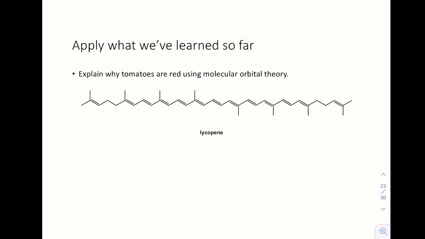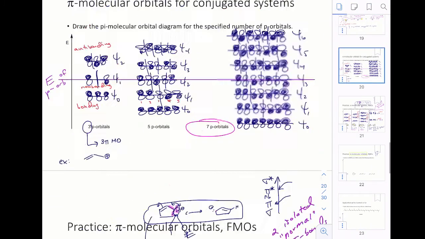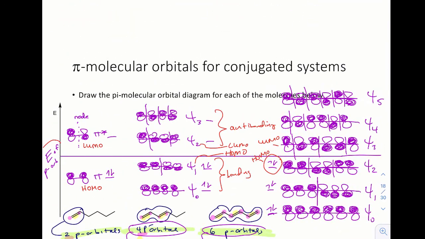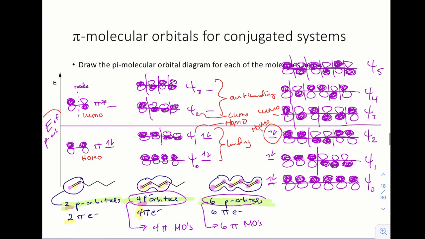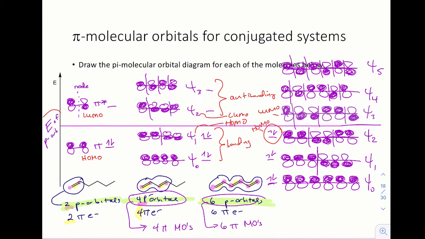All right, let's circle back. Let's apply what we've learned so far. Can we now explain why tomatoes are red using molecular orbital theory? Well, maybe not. Let's take a look at some systems that we've previously analyzed in this lesson. As the number of conjugated p orbitals increases, we can see a number of things. We can see that the lowest energy orbital really is decreasing in energy.